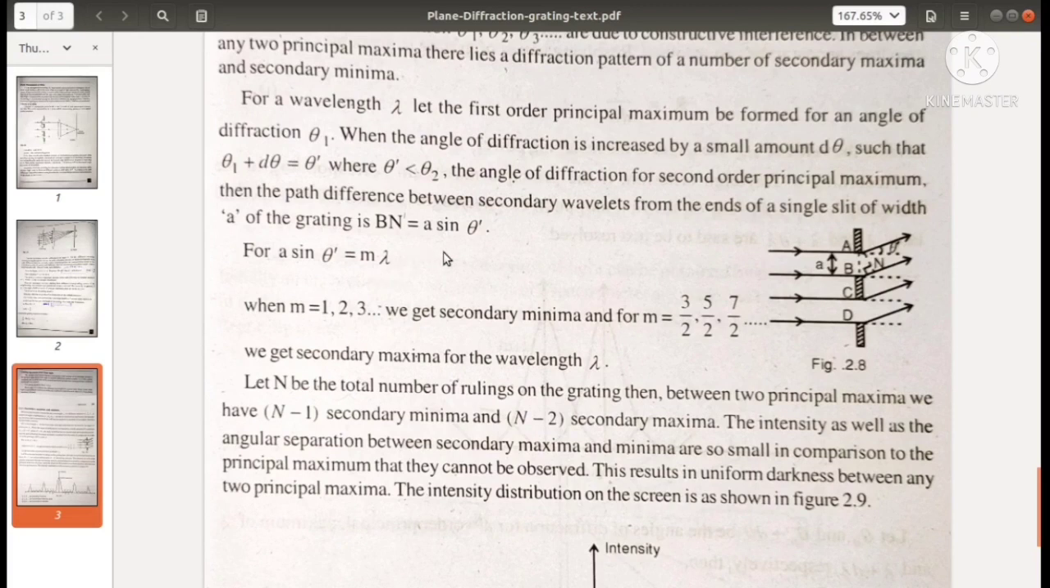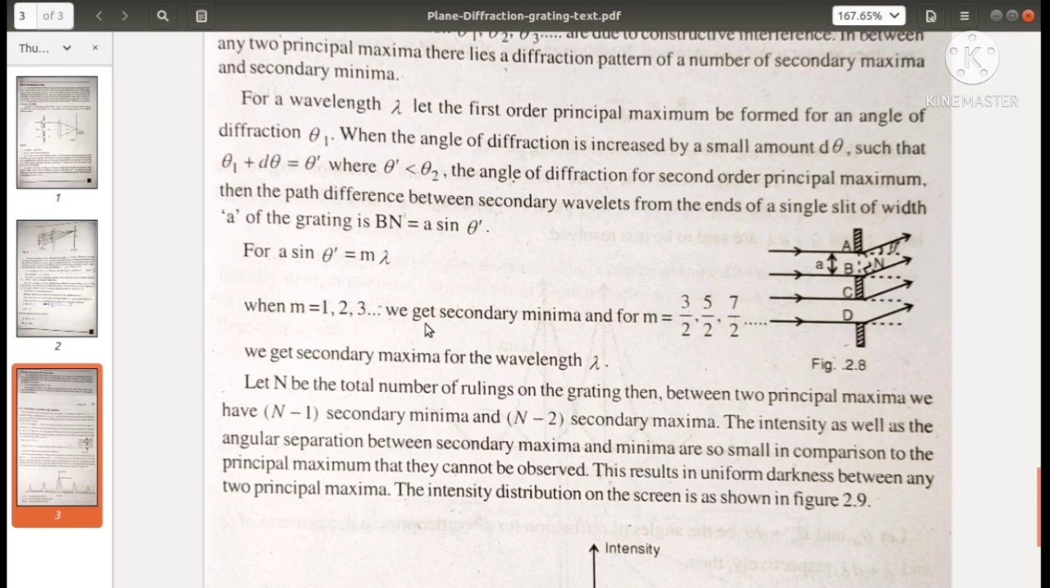If these lights combine at any point, then that point will be maxima or minima according to the condition a sin theta prime equals m lambda, where m varies as 1, 2, 3, or m is 3 by 2, 5 by 2, 7 by 2, etc. That is, we will get secondary minima for m equal to 1, 2, 3 values, and secondary maxima for m equal to 3 by 2, 5 by 2, 7 by 2, etc.